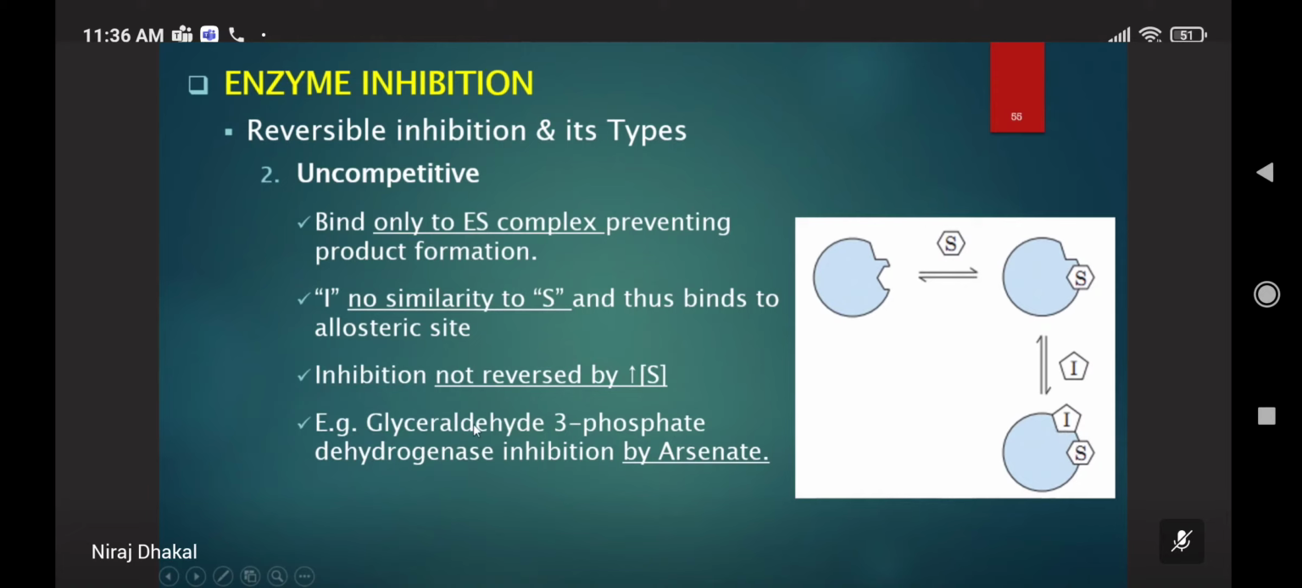Example, glyceraldehyde 3-phosphate dehydrogenase inhibition by arsenate. So the inhibitor here still binds non-covalently. So at some point of time the inhibitor will go out and come in depending upon the concentration of inhibitor.